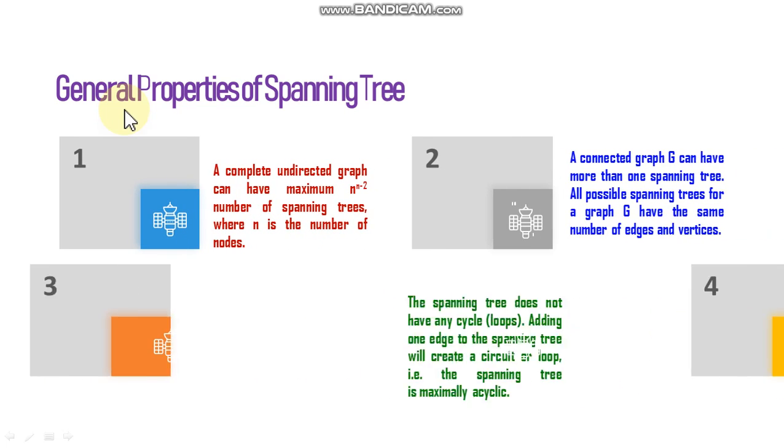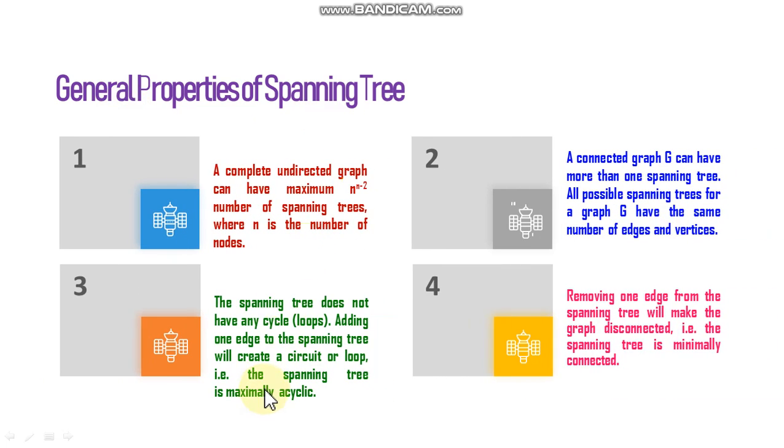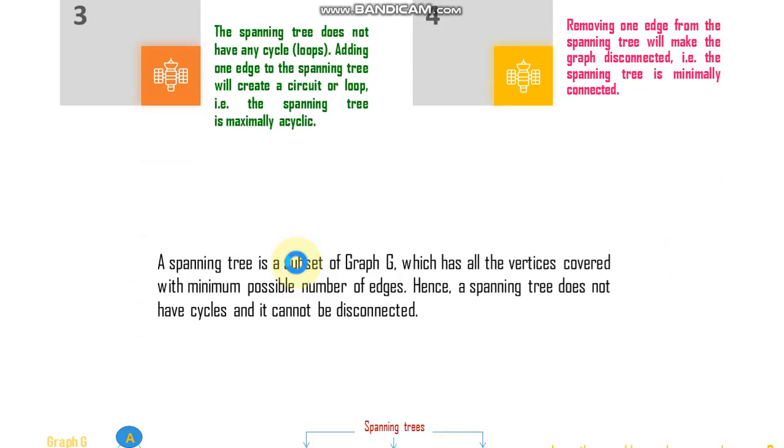General properties of a spanning tree. The main property is that it is maximally acyclic. That is, it does not have any cycle or form any loops. We can calculate the number of spanning trees using this formula, n power n minus 2, where n is the number of nodes or vertices.